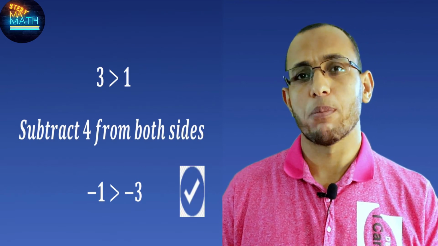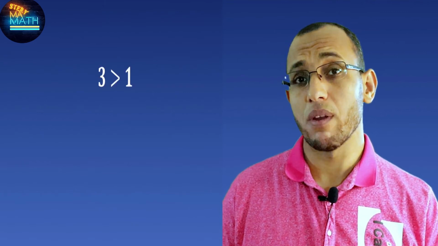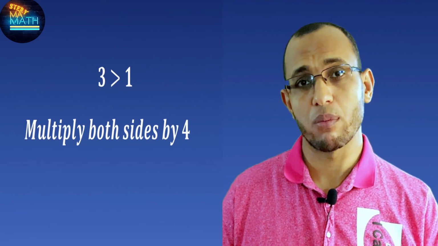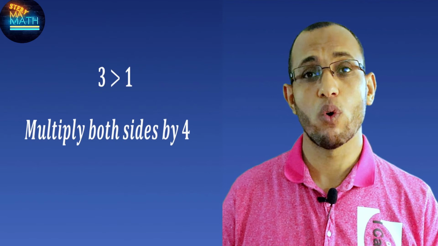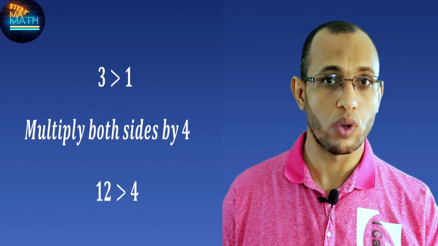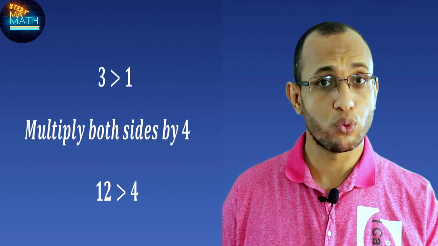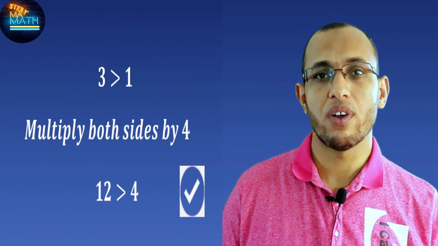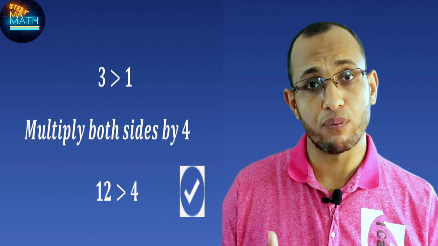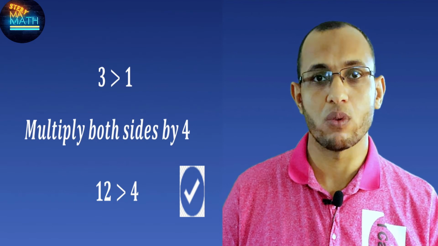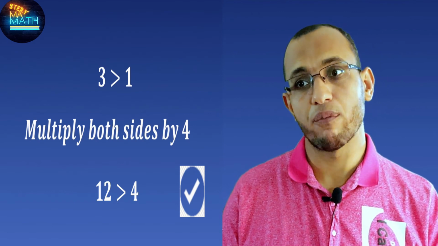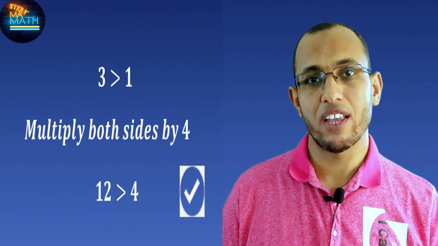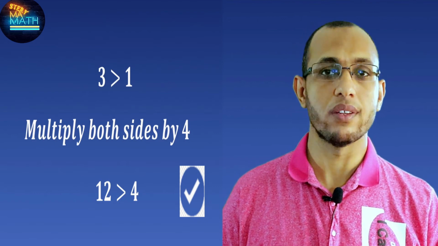And let's try the multiplication. If we multiply both sides by 4, for example, you will get 3 times 4 is 12, and 1 times 4 is 4, so 12 is greater than 4. Is the statement true? Yes, it's true. And by the way, if you divide the last inequality by 4, you will get the first inequality. 12 divided by 4 is 3, and 4 divided by 4 is 1, so 3 is greater than 1. So multiplication and division will work with the inequality.